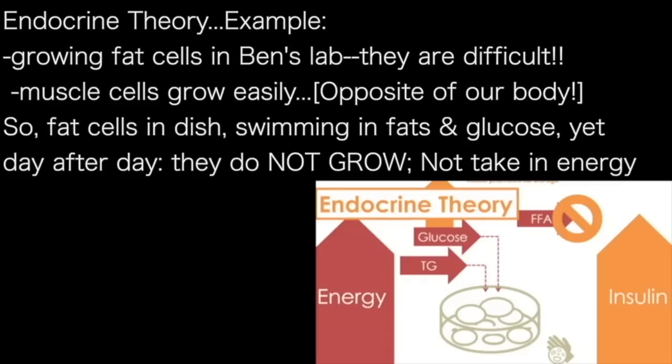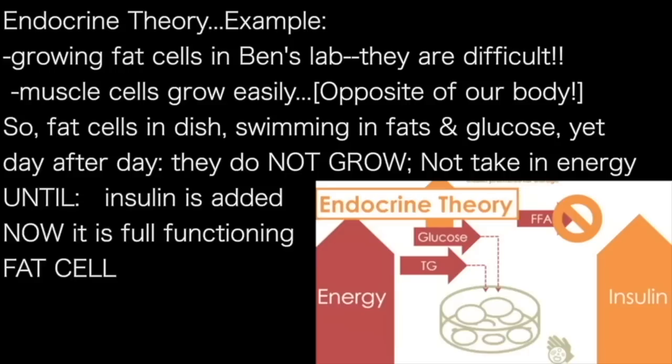They have all the energy they could want, and yet we're checking them every day, looking at them under a microscope. They are these rinky-dink, small little cells. They don't look anything like fat cells. They just look like little fibroblasts, just normal little cells, until we do one thing. Because they don't know what to do with that energy, right? Even though they're alive, they're breathing cells. We're changing the medium, we're keeping them healthy, but they stay very small.